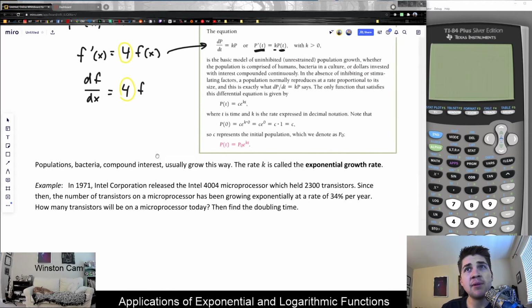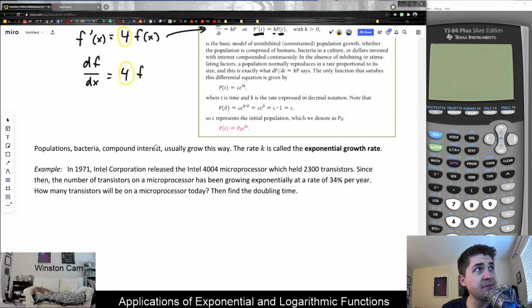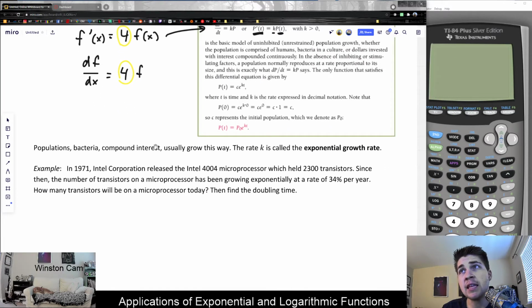Anyways, let's look at an example. The example below says, in 1971, Intel Corporation released the Intel 4004 microprocessor, which held 2,300 transistors. Since then, the number of transistors on a microprocessor has been growing exponentially at a rate of 34% per year. And if that trend continues, if it continues undergoing uninhibited exponential growth, how many transistors will be on a microprocessor today, and find the doubling time.